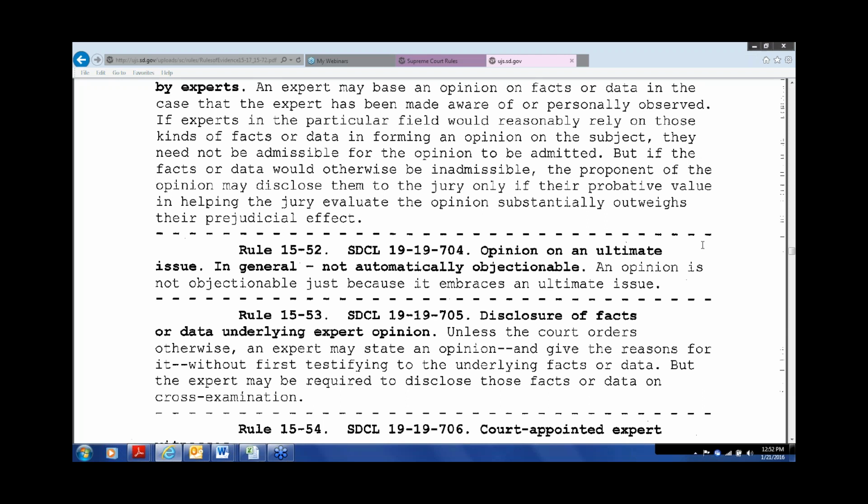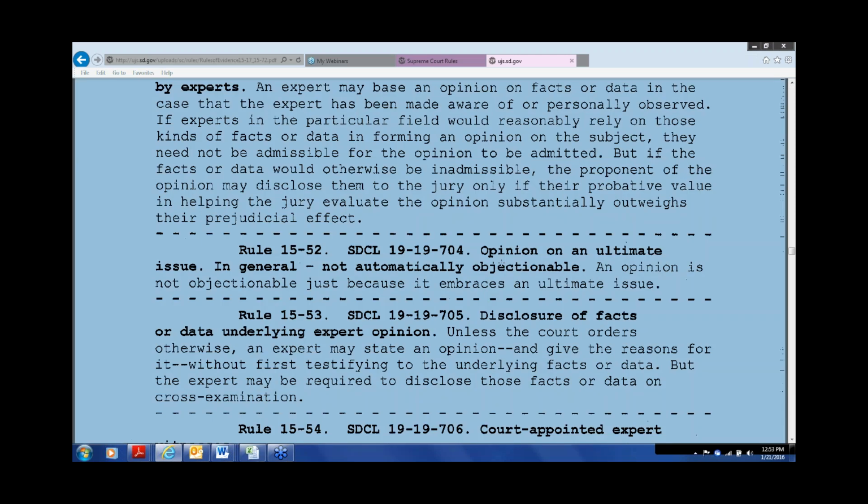704(b) was implemented as part of the Insanity Defense Reform Act that Congress passed after John Hinckley attempted to assassinate President Reagan. He was found not guilty by reason of insanity. And many people were unhappy about that, and part of the response involved implementing a new section to the rules of evidence restricting expert testimony on an individual's mental state. 704(b) has been controversial since its enactment.